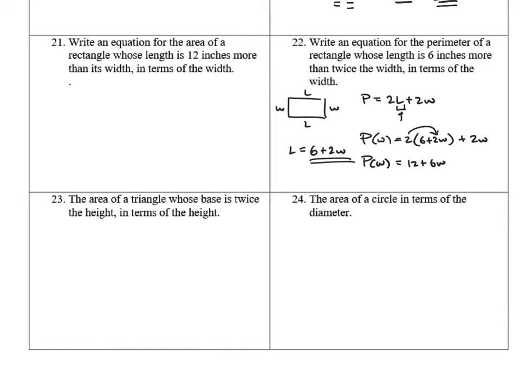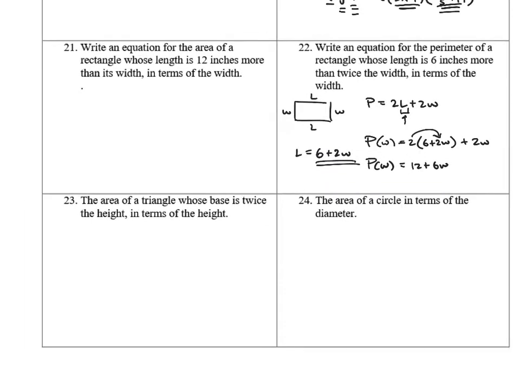Do you see where I got the 6w? I multiplied 2 times 2, and then I added it to this 2. And the 12 I got by distributing the 2 to the 6. So the perimeter with respect to w is 12 plus 6w, provided that the length is 6 inches more than twice the width. Okay, last question on this page will be number 24.